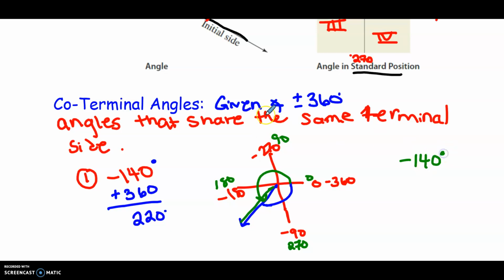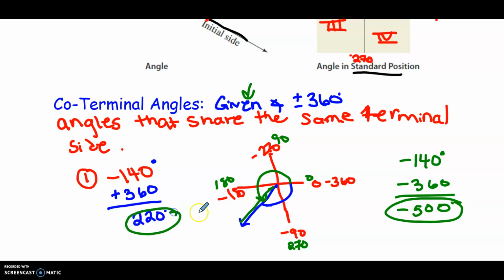The biggest piece here is you got to start with the given angle. So you're going to take negative 140 and you're going to subtract 360. And when I do that, we're going to get negative 500. So negative 500 and positive 220 are two coterminal angles to negative 140.